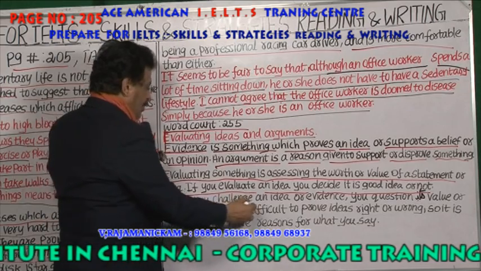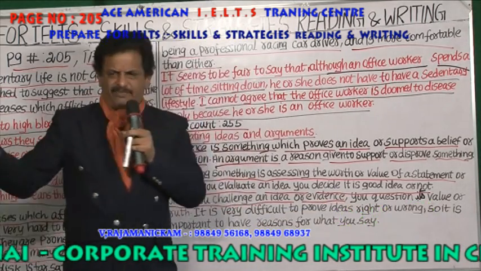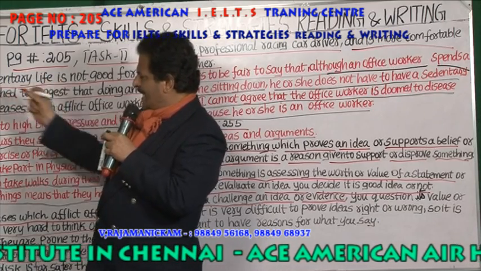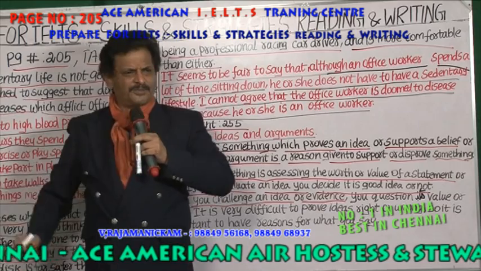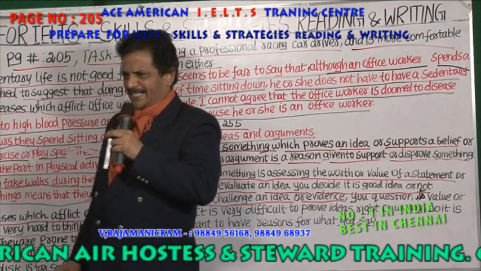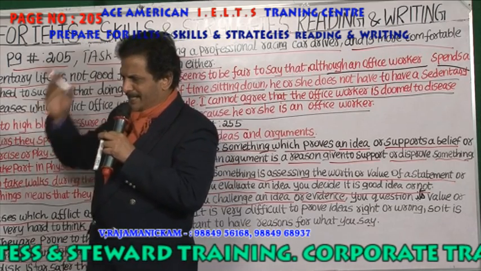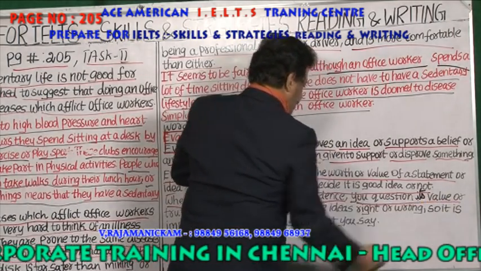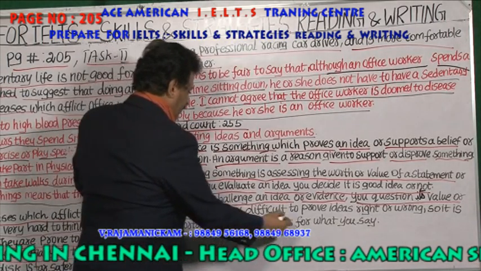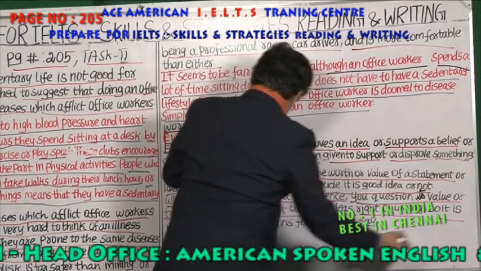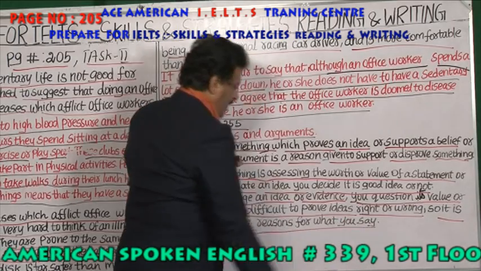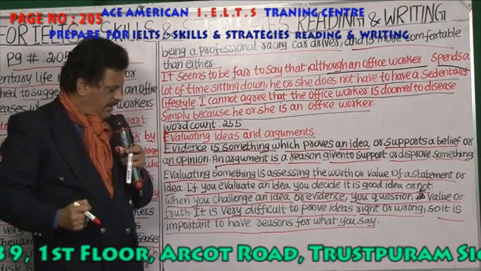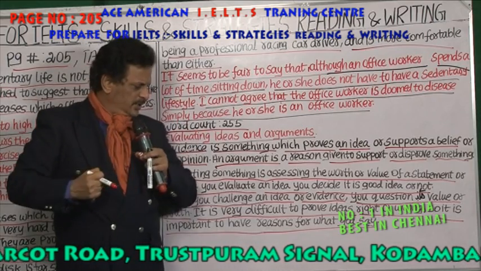So when you challenge an idea or evidence, what is the idea? All the office goers will get disease. When you challenge the evidence also, jogging and running, even those fellows are getting heart attacks at a young age. Fellows who are doing yoga and meditation at a young age, they die. If you challenge the evidence, you question its value or truth. It is very difficult to prove ideas right or wrong. So it is important to have reasons for what you say. You have to have solid reasons for what you want to say.